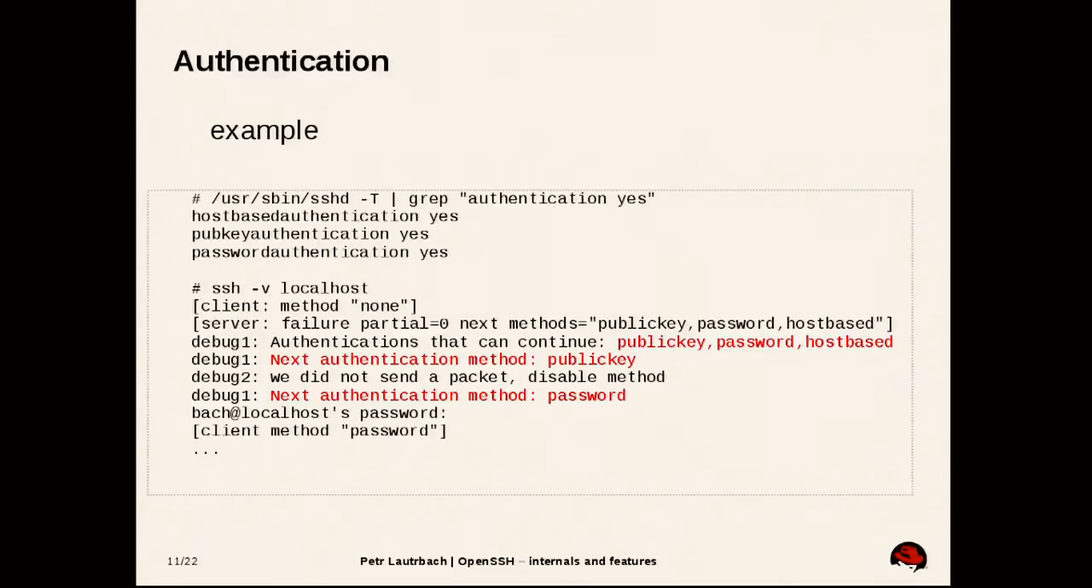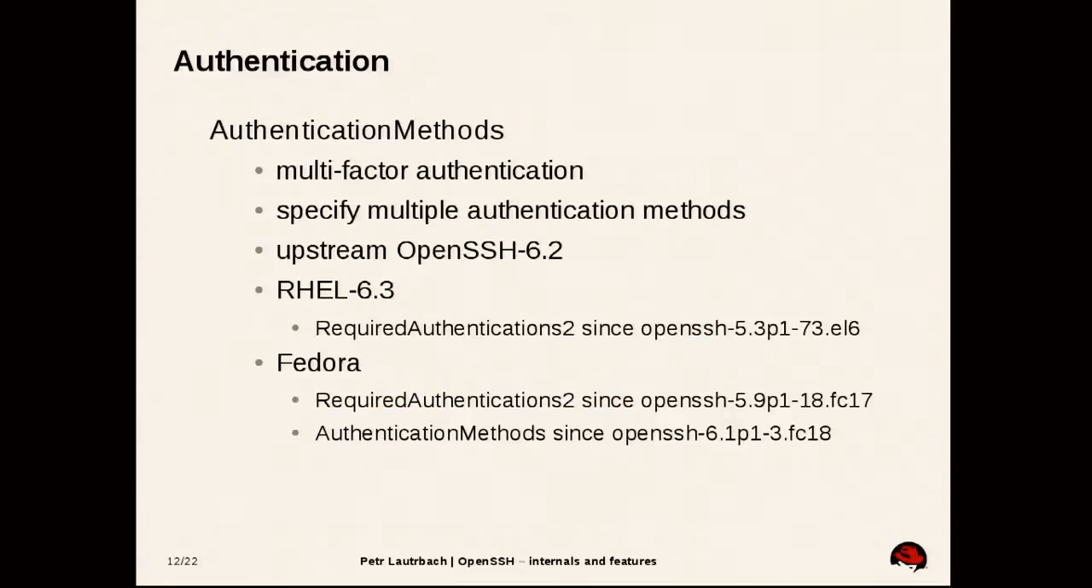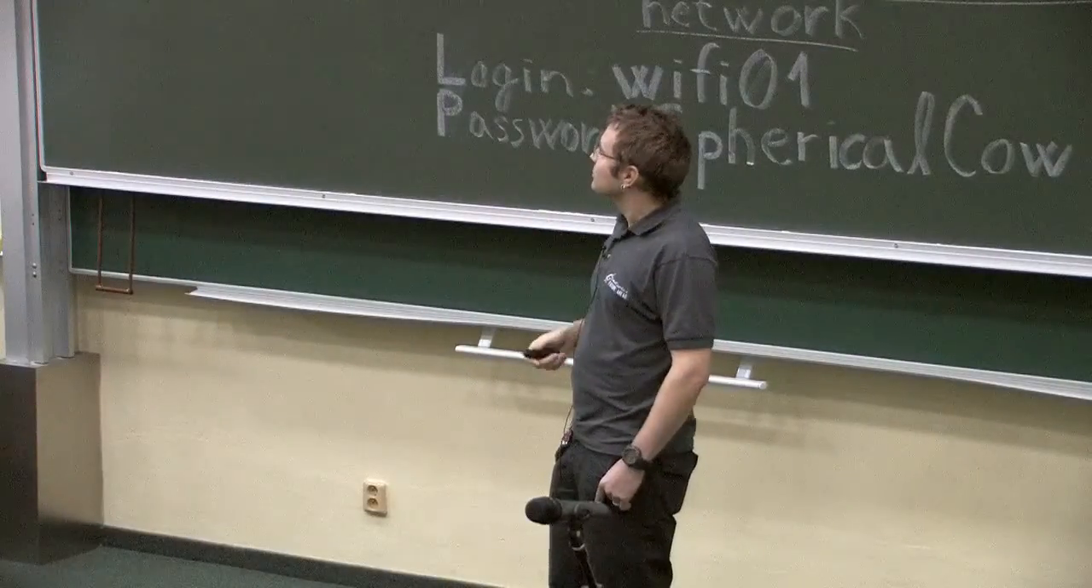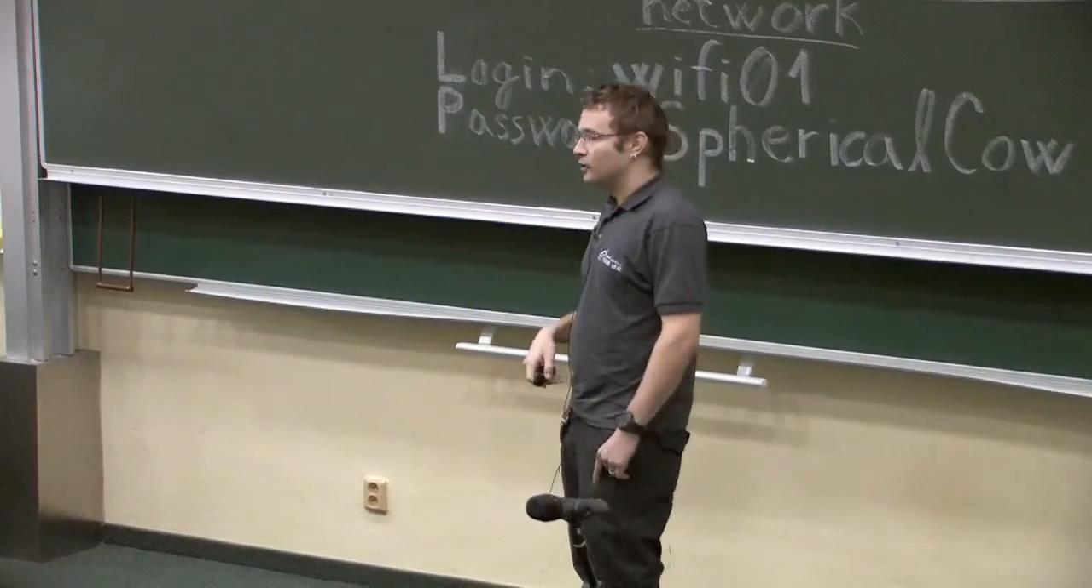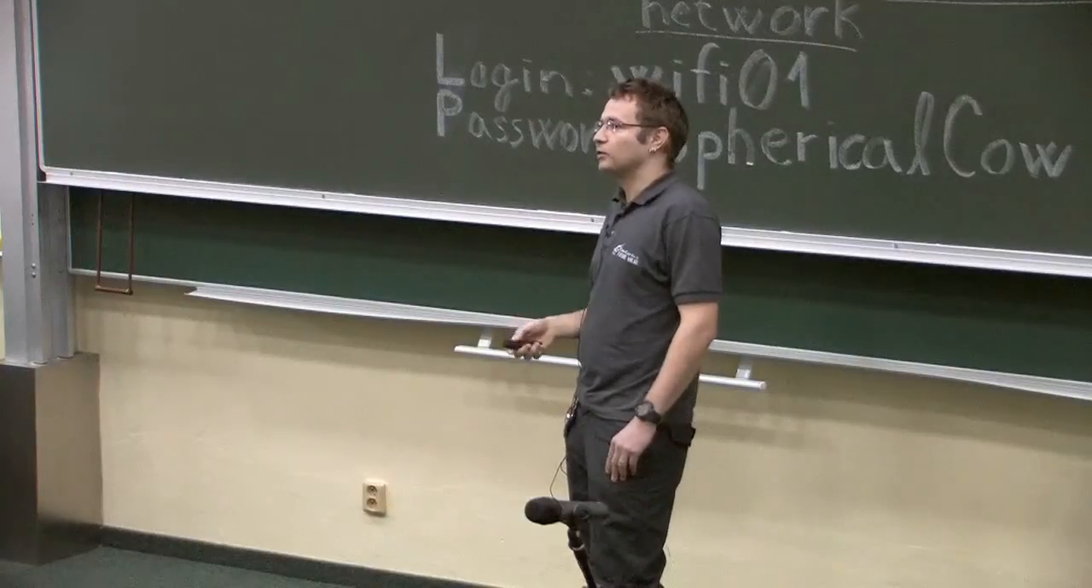Regarding the possibility of partial success, there were a lot of requests to use this. In releases before OpenSSH 6.2, which is not released yet, but will be in 4 days, there was no possibility to enforce a user to use more than one authentication. So if you would like a user to use, let's say, two-factor authentication, where he has a public key and also has to know a password, it wasn't possible with former versions of OpenSSH. With upstream OpenSSH 6.2, there will be a new authentication method which provides multi-factor authentication, and you can specify multiple methods which are enforced for the user to use.